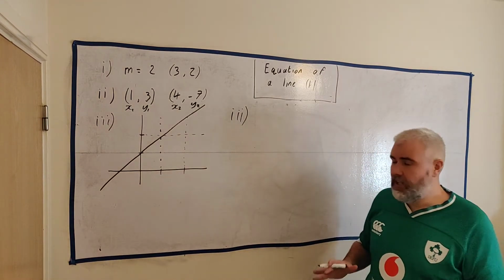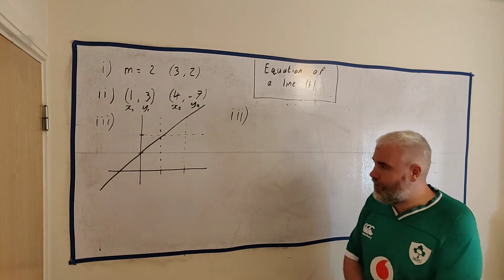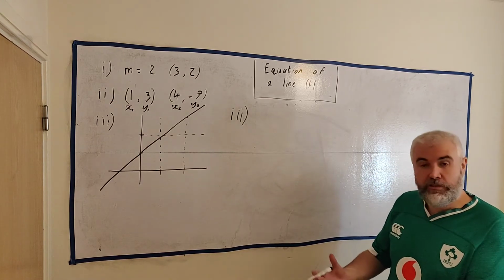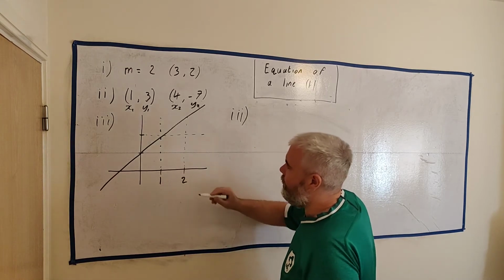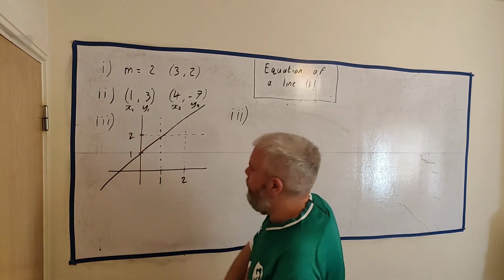Okay, in part 3, I've drawn a picture and I'm asking you to get the equation from it. I've left numbers out, apologies for that. Let me put in some numbers here. 1, 2. It's a fairly simple question.